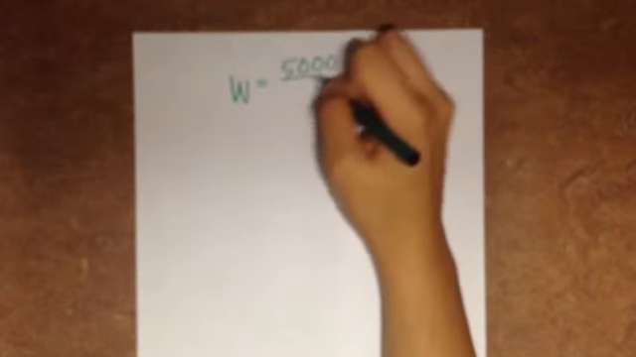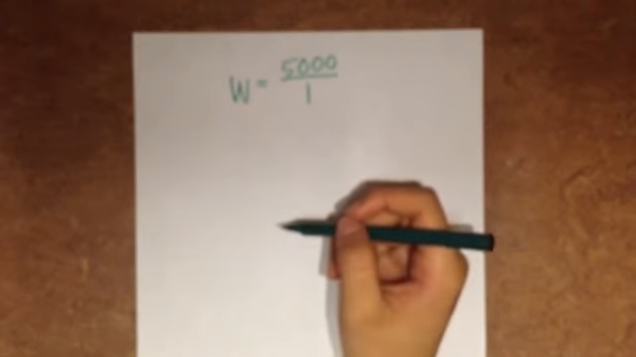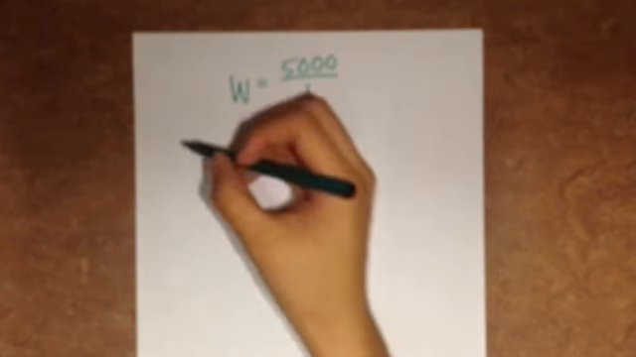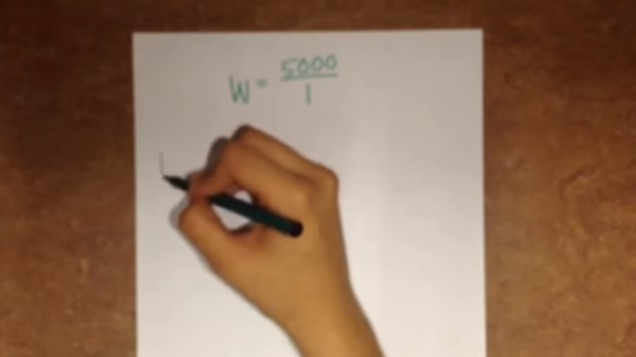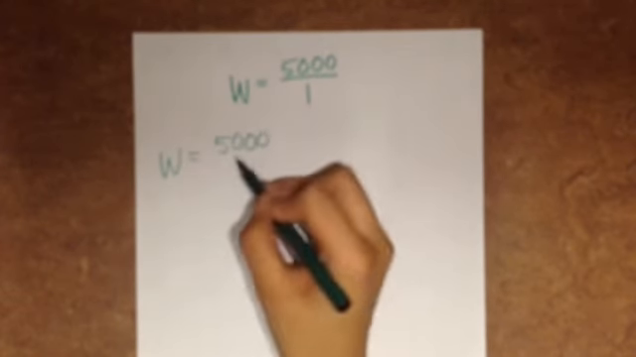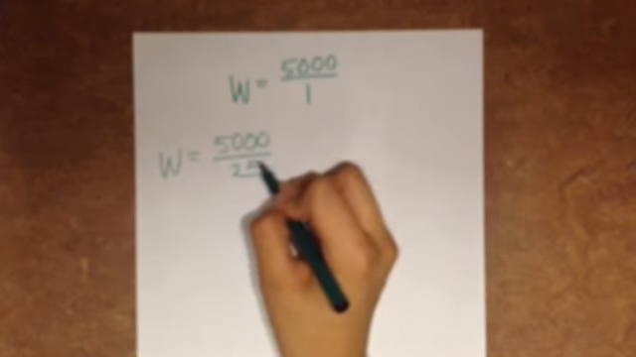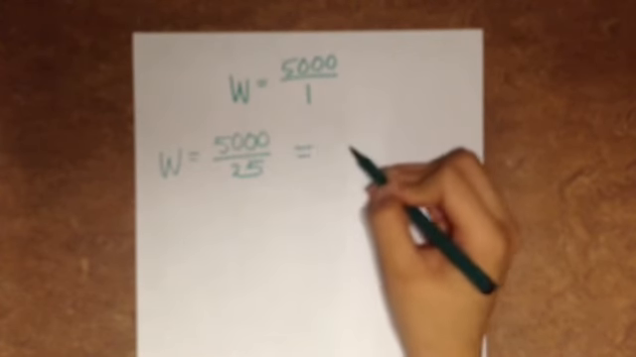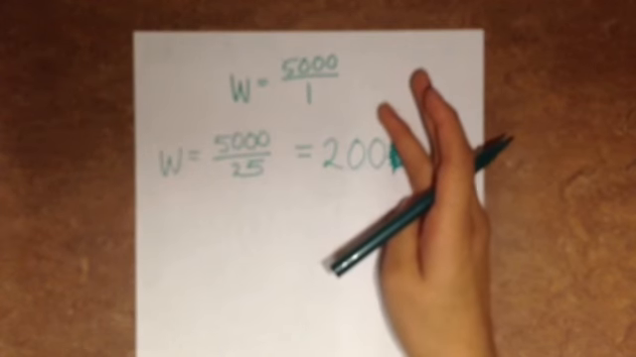Now that we've figured out K, we can figure out how much weight can be applied to a piece of wood that is 25 centimeters in length. So we're going to put the 25 in place of the L and solve, which is going to give us 200.